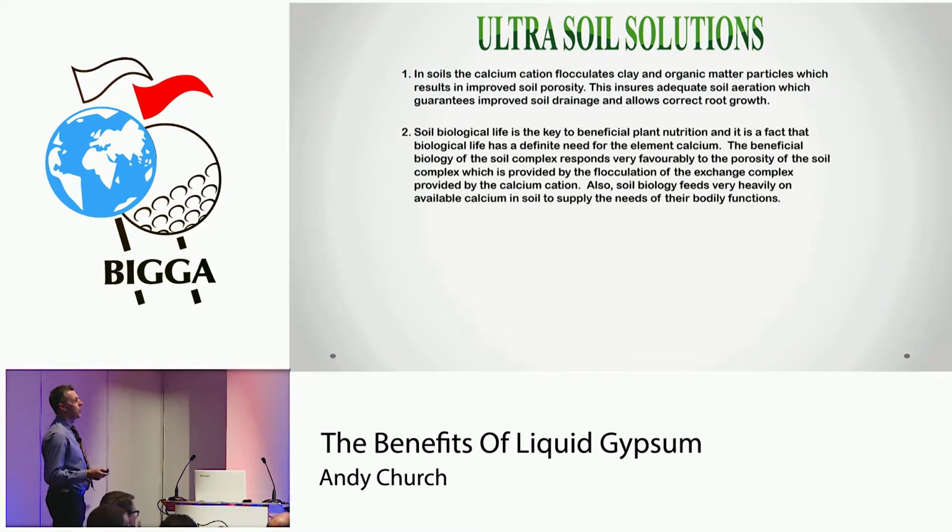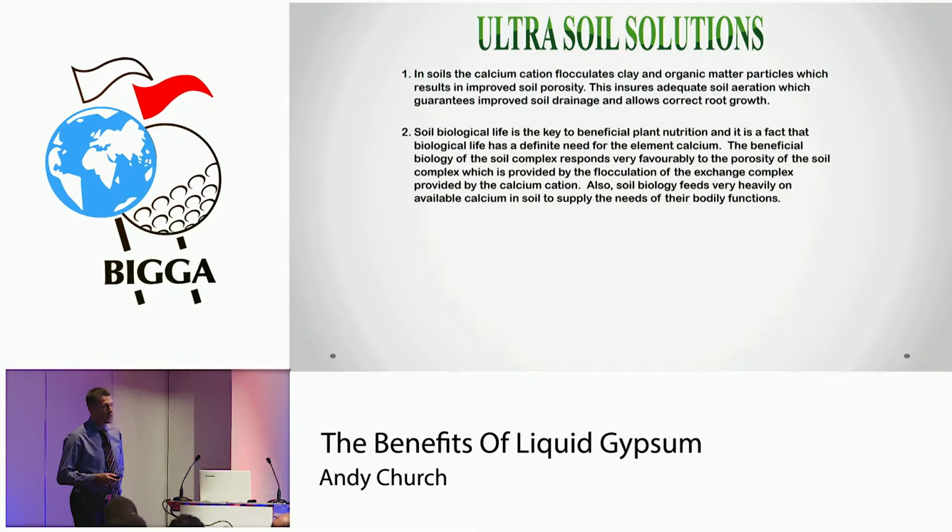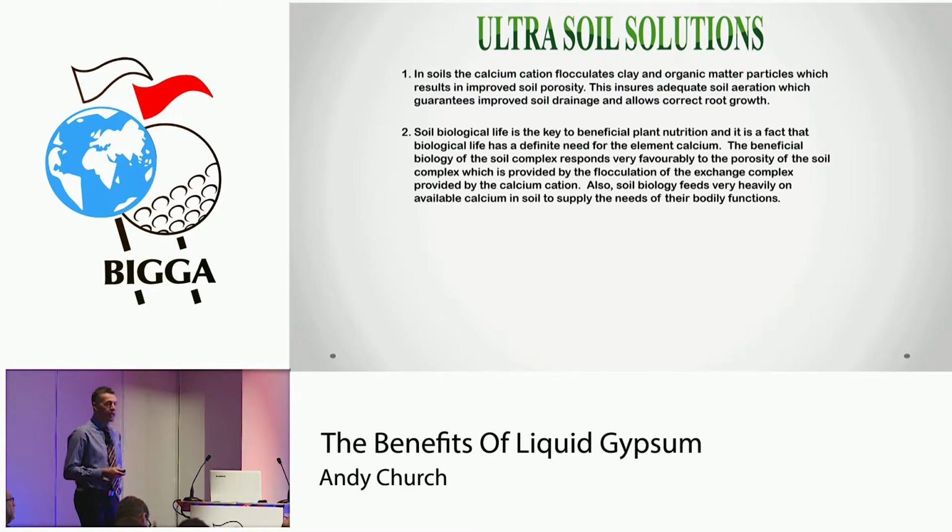The soil biological life is the key to beneficial plant nutrition, and it's a fact that biological life has a definite need for the element calcium. The beneficial biology of the soil complex responds very favourably to the porosity of the soil complex, which is provided by the flocculation of the exchange complex provided by the calcium cation. Put your teeth in for that one. Also, soil biology feeds very heavily on available calcium in soil to supply the needs of their bodily functions. Bit of a mouthful, but I think it's worth saying, and it's basically self-explanatory.